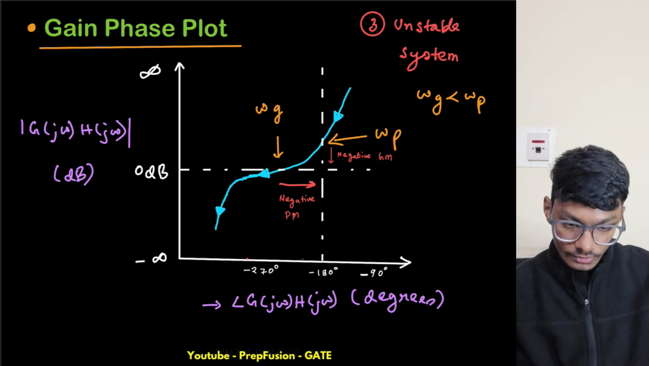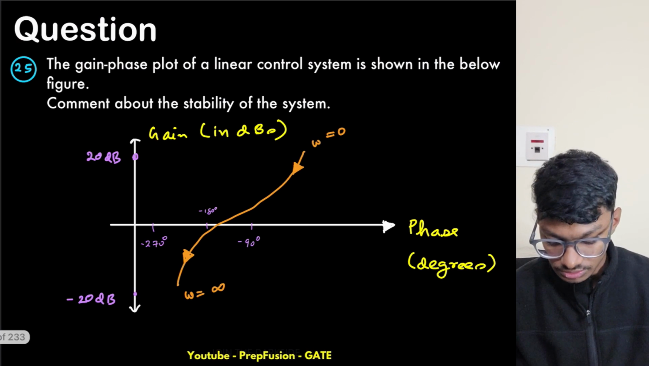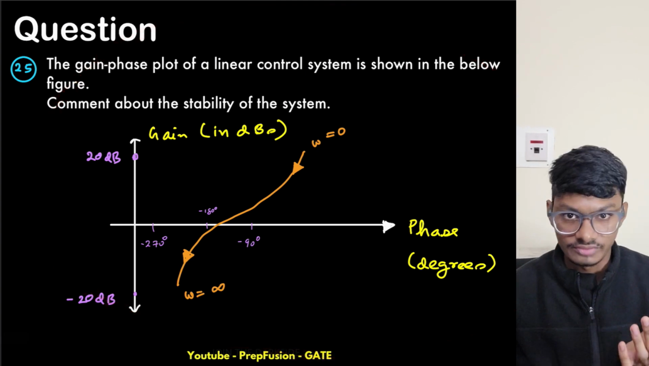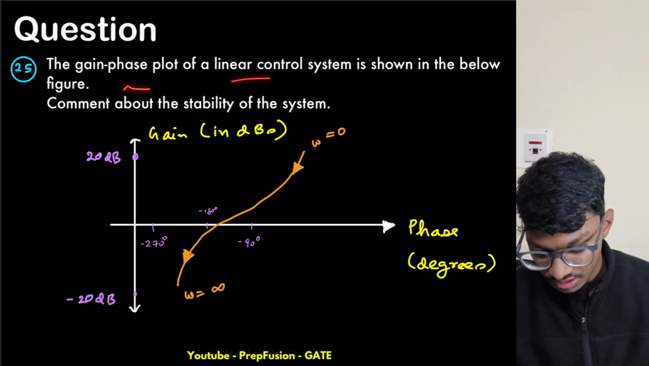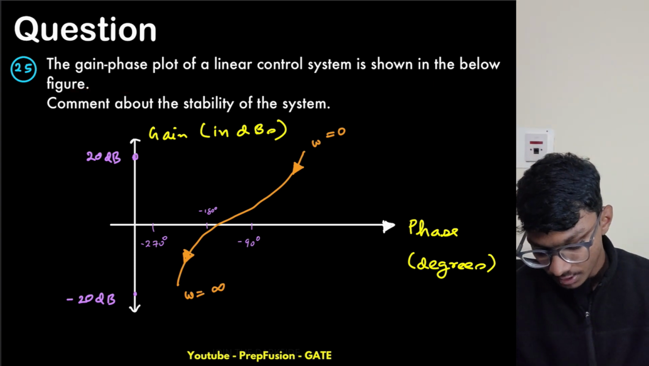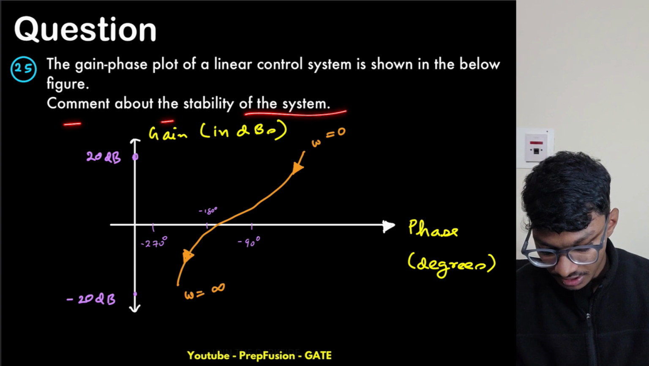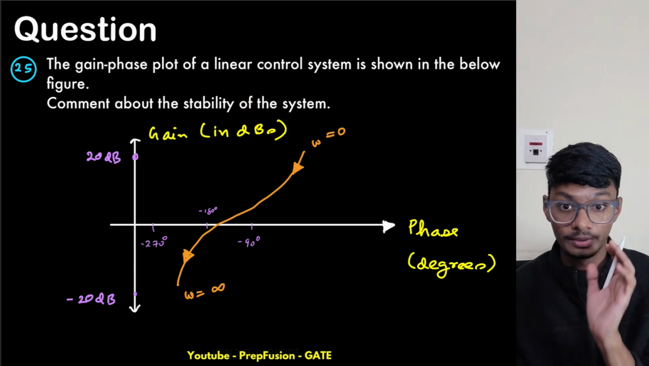Okay, so now let's do a question. Try to take a screenshot or pause the video and try to solve this question. So what is this question? The gain phase plot of a linear control system is shown in the figure below. Comment about the stability of the system.